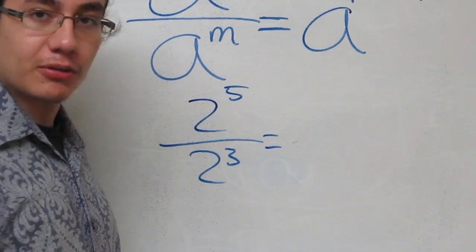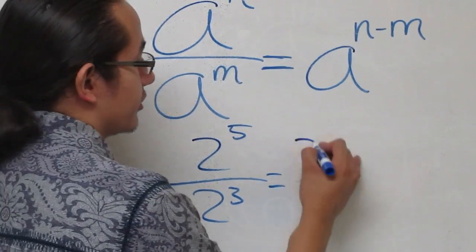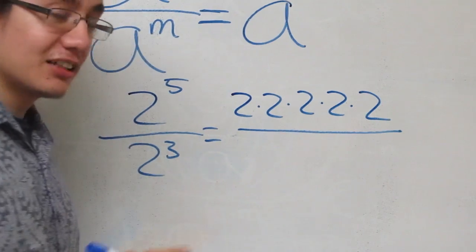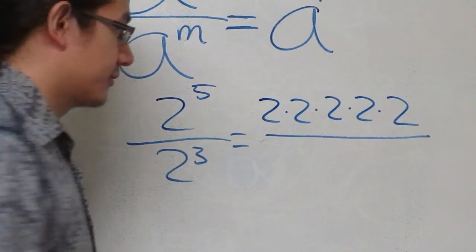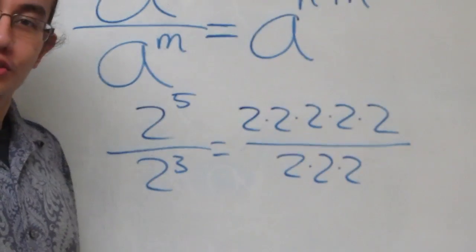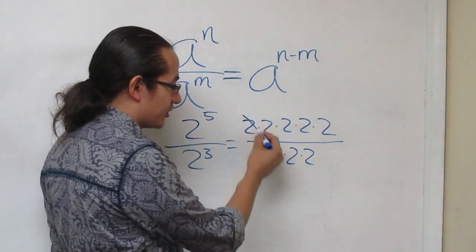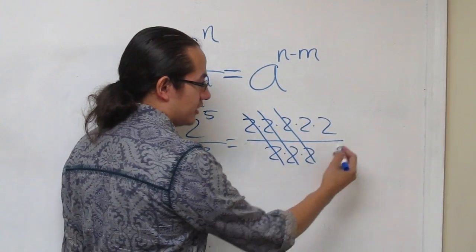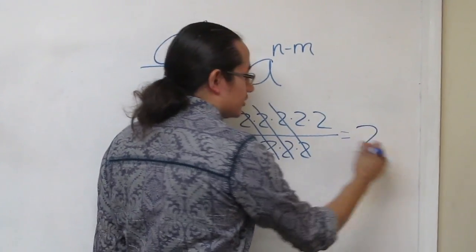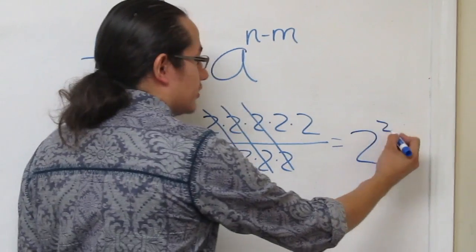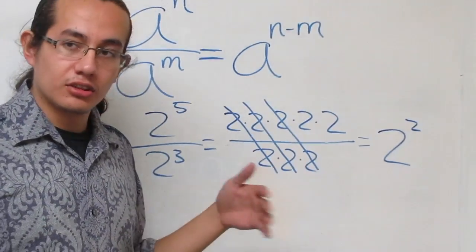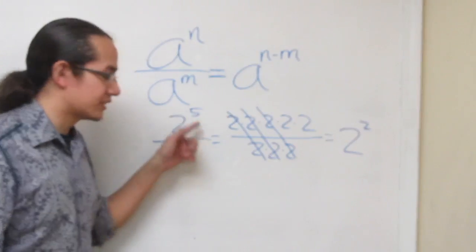What does 2 to the 5th power mean? It means I have 5 2's. Or 2 times 2 times 2 times 2 times 2. Divided by 2 cubed, which means I have 3 2's. 2 times 2 times 2. So do you see what happens here? Our 2's are actually going to cancel out. So all I'm left with is 2 2's or 2 squared, which is 5 minus 2. So instead of writing this out, we can save ourselves the time by just finding their difference.